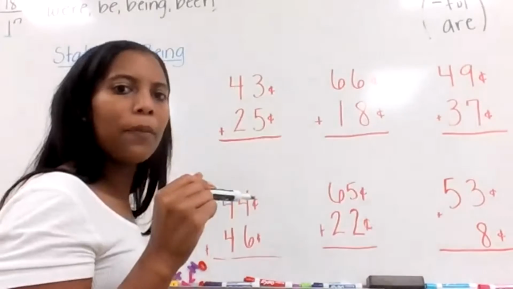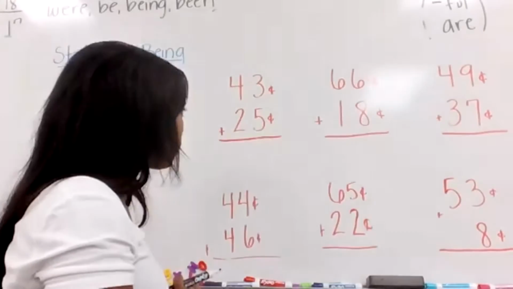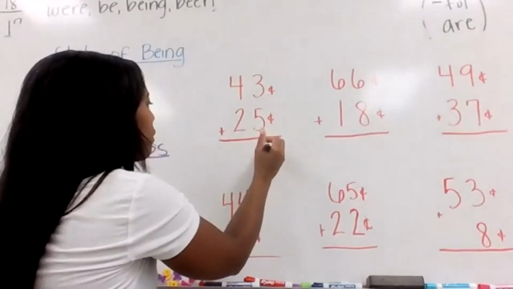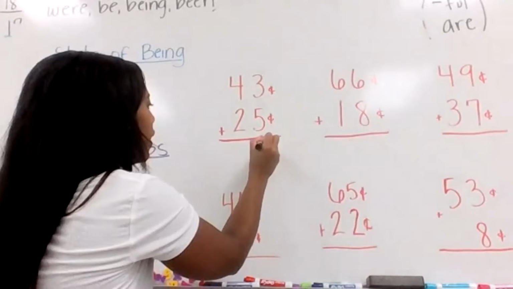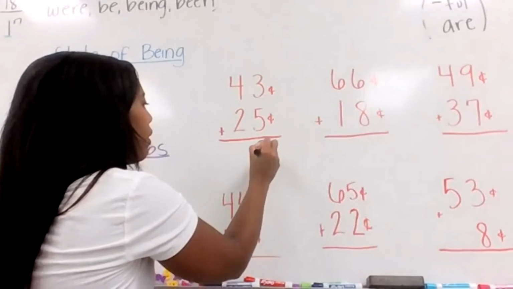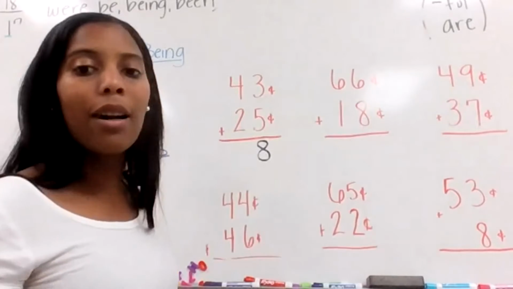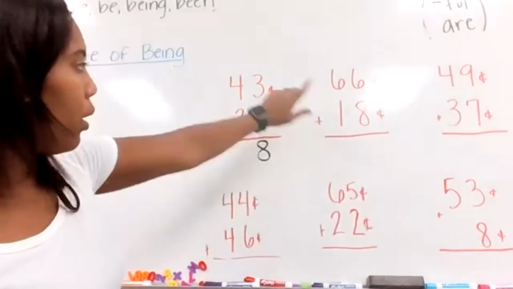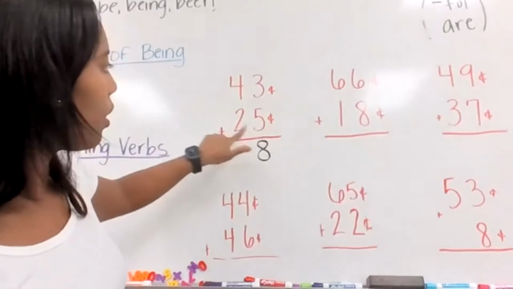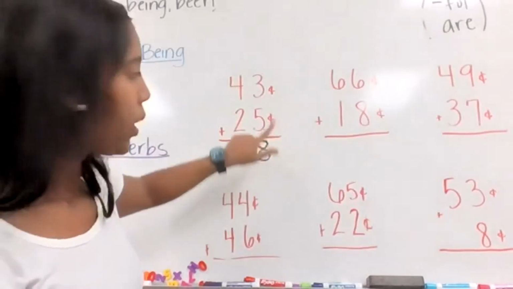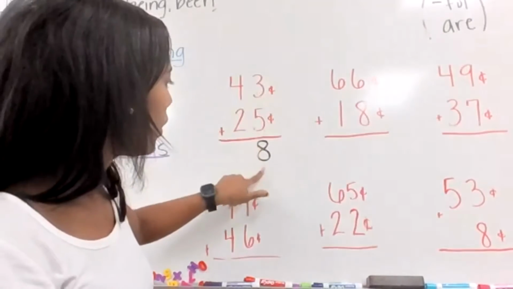3 plus 5, and what does that equal? 3 plus 5 equals 8. So we always start in the back, and we go from the top plus the bottom. Okay? So that's 3 plus 5 equals 8.